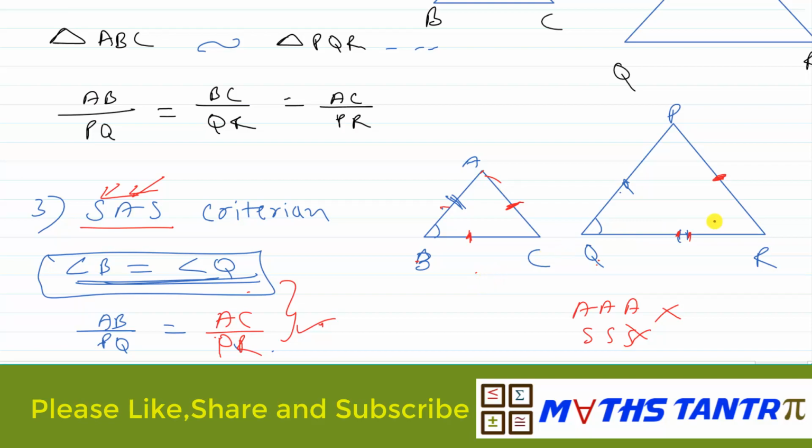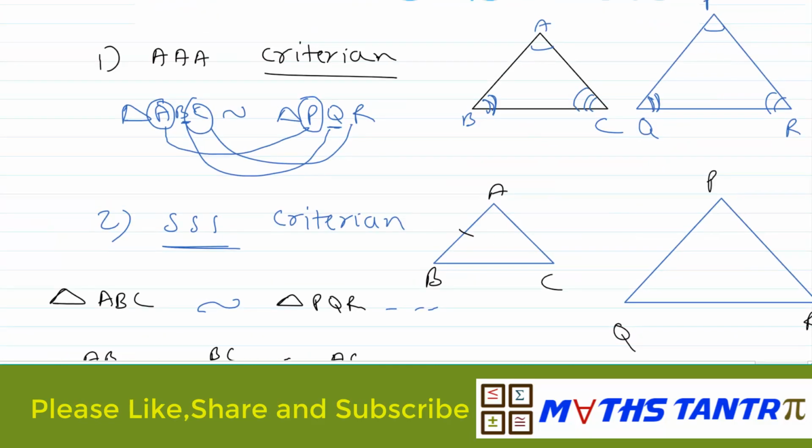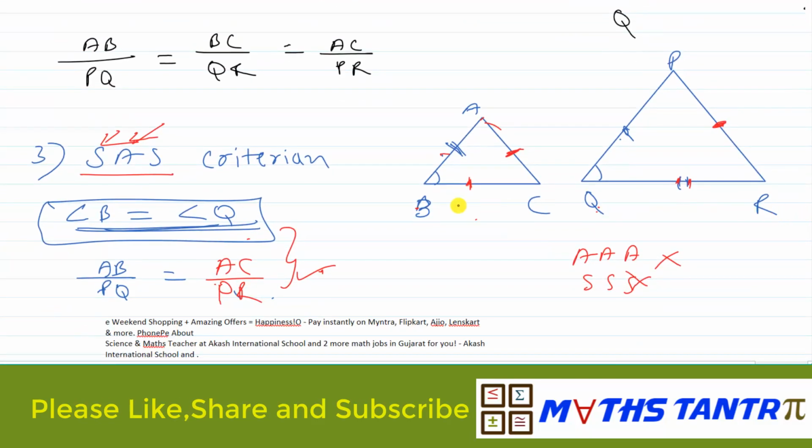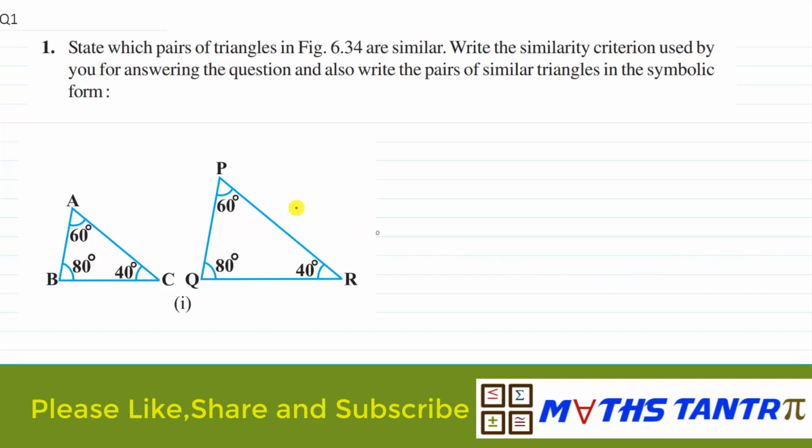So this was the revision of what we have seen in our last session. Just remember this criteria: side, angle, and side. Only remember the sides forming the angle should be proportional, not the other side or the opposite side. Okay, so let's start with the first question of exercise 6.3. First question is, state which pair of triangles in figure 6.34 are similar. Write the similarity criteria.